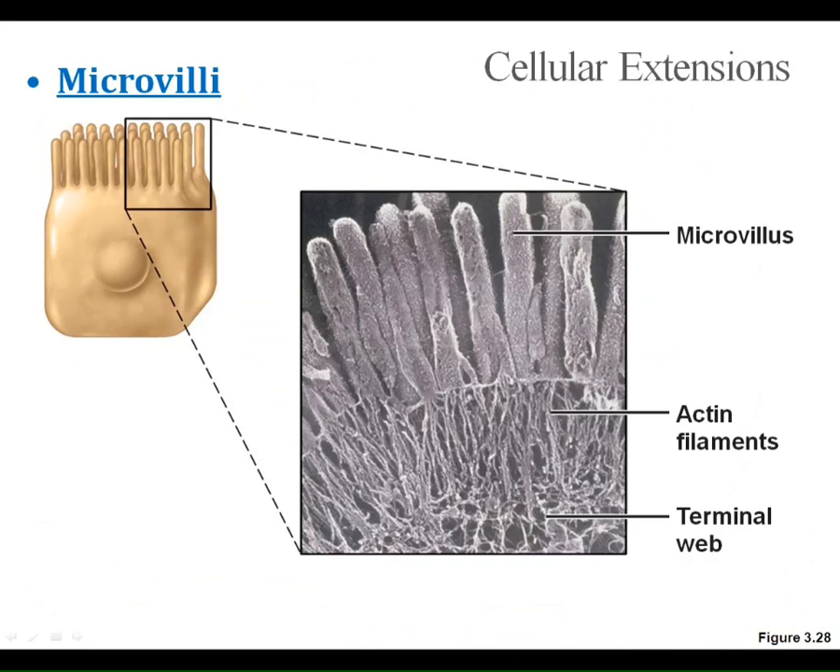Here's a blown up picture. You can see it now has some actin filaments giving it a little bit of structure and strength to stand upright. What are those actin filaments made of? What's the P word? The P word that we've said 3,000 times. Proteins, right. Proteins are everywhere.